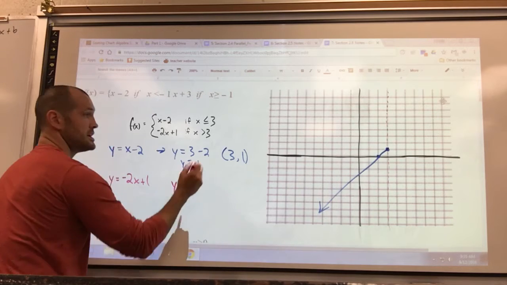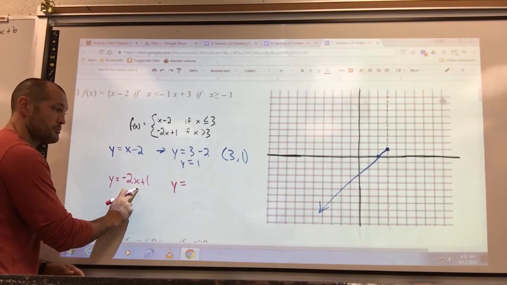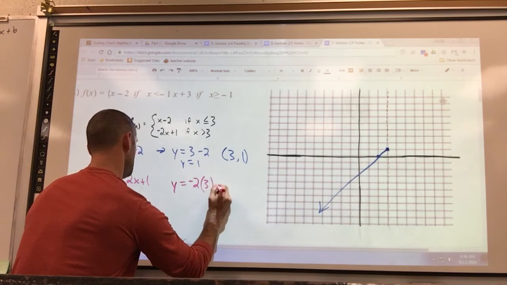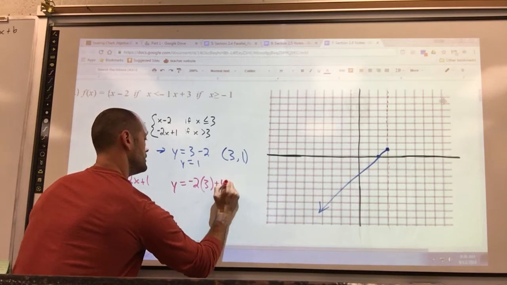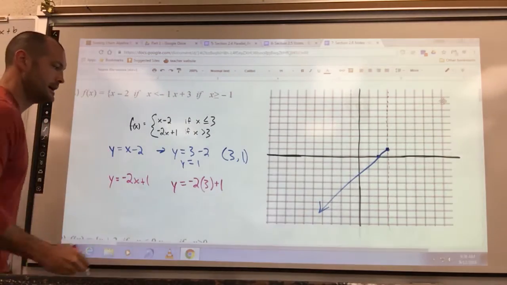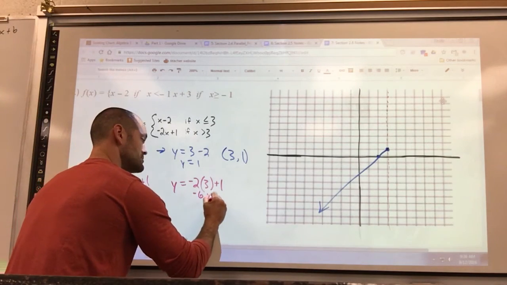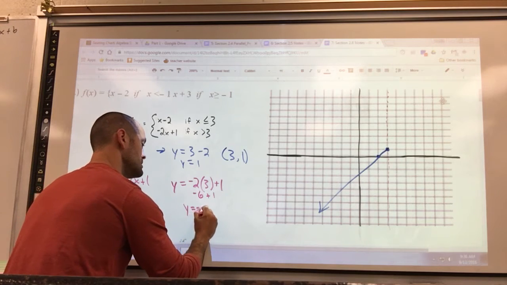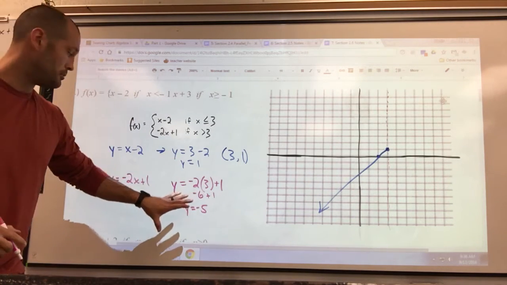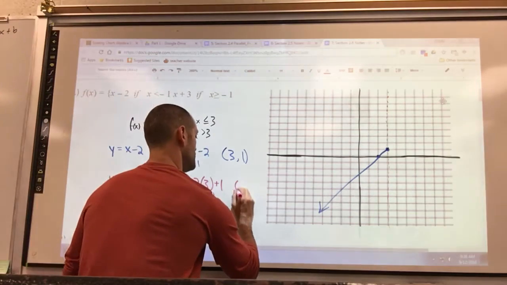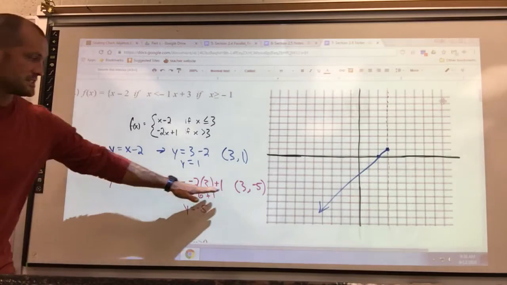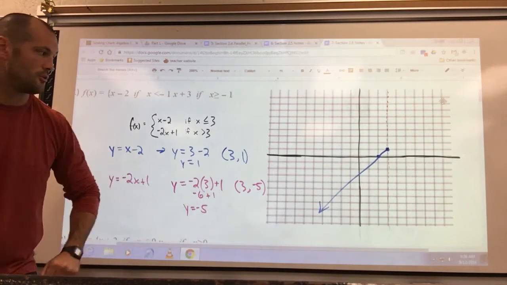Well, the wall hasn't changed, so the x value I'm replacing doesn't change. It's negative 2 times 3 again, plus 1. Again, all I'm doing is finding my wall point. I get negative 6 plus 1, so my y value is negative 5. So my second behavior's wall point is 3, negative 5. That is where this function will start on the wall.